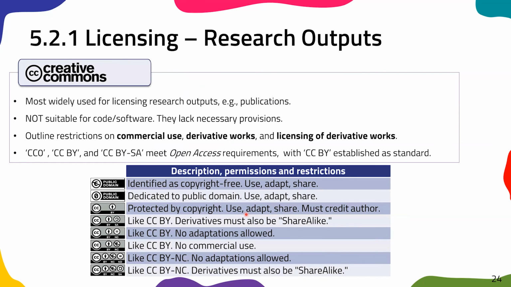So again, about the Creative Commons licenses, let's just talk about the take-home messages. They are the most widely used licenses for research outputs. They're not useful for code. You can decide based on the permission that you give for commercial use, and for derivative works, which means whether anyone is able to build upon your work or not. And you can decide on the licensing of the derivative works. There are basically three licenses in Creative Commons which are in alignment with the open access policy, and the CC BY is the most used one.